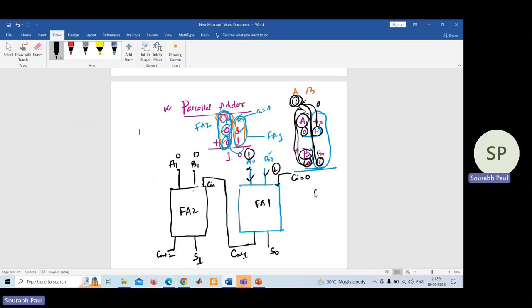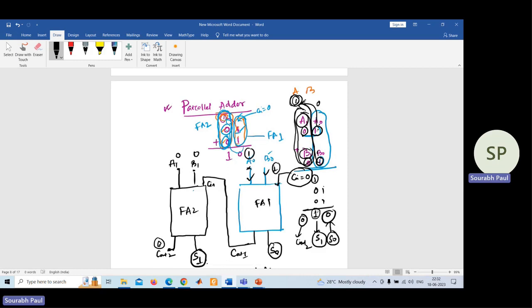So what does it mean? If you do the addition of these two numbers, 1 plus 1, this is S0, and you get one carry here. This carry has to be added with these two. So 1 plus 0 plus 0, the result is 1. So this one is your S1 here, and here the carry is 0. So this is coming in carry out 2.